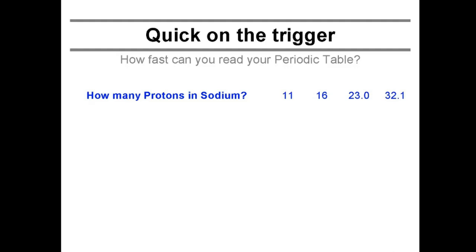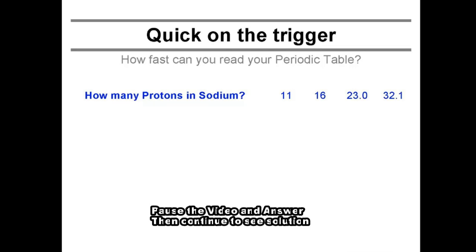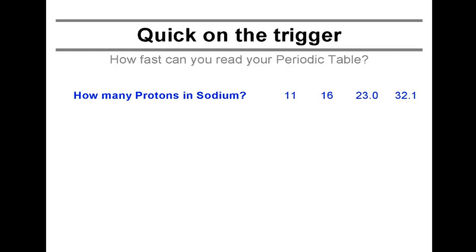How many protons in sodium? So go find your sodium on the periodic table, and then look at the screen or a piece of paper, and give me your best pick from these answer choices. What defines protons in an element? Remember that? Of course, that is the atomic number. So sodium has the atomic number of 11, and therefore that's the number of protons.